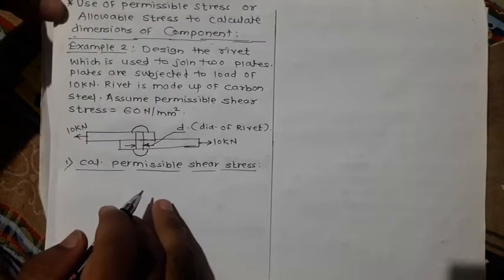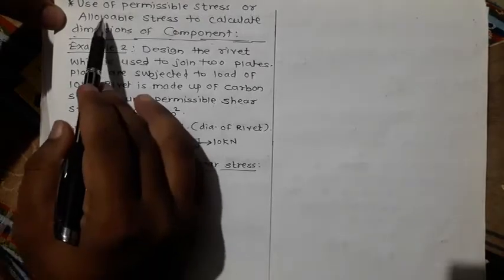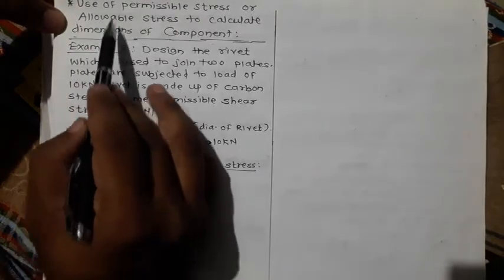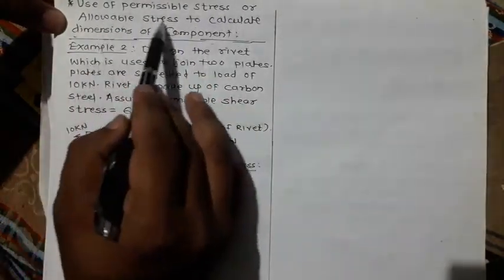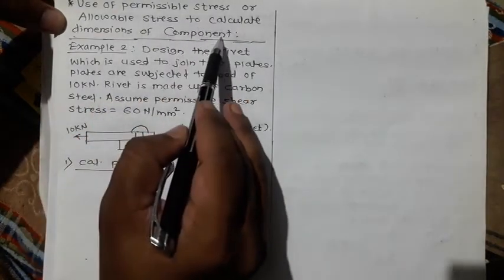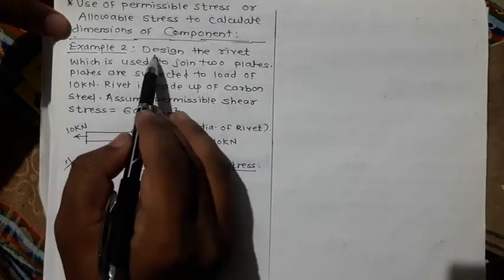So I welcome you in this video. In this video we are going to see the second example on use of permissible stress or allowable stress to calculate the dimensions of component. So this is the example number 2.